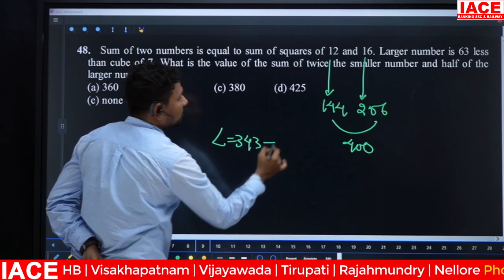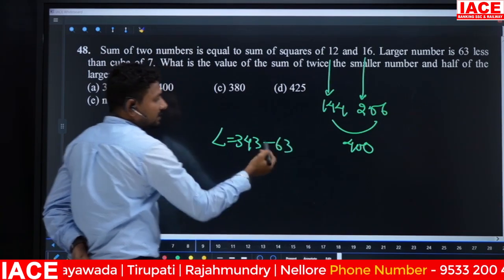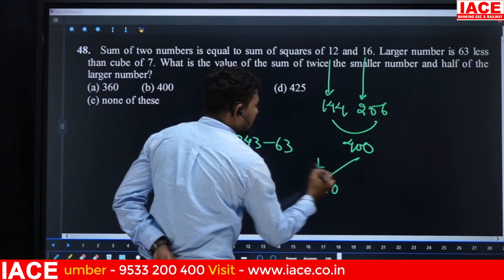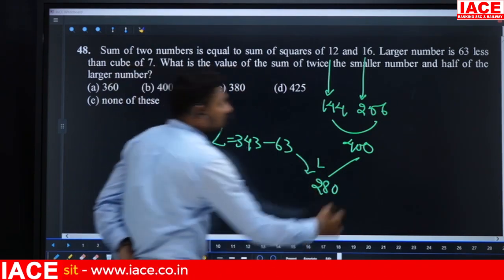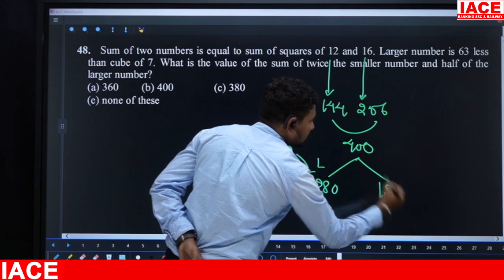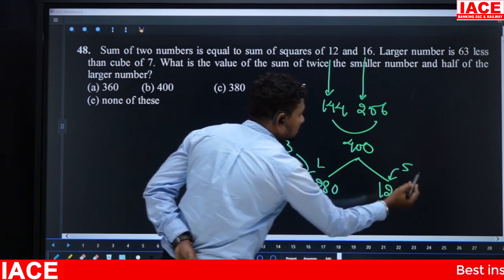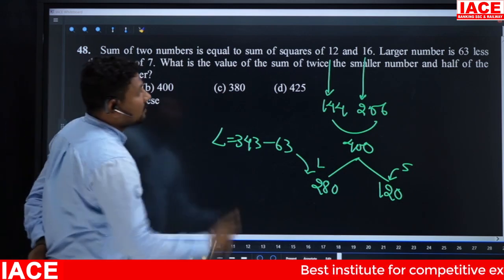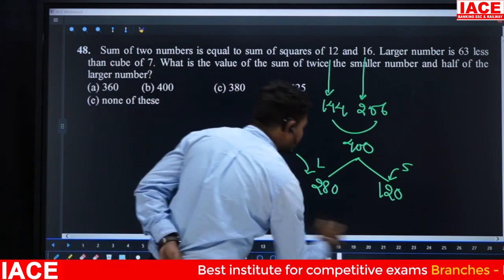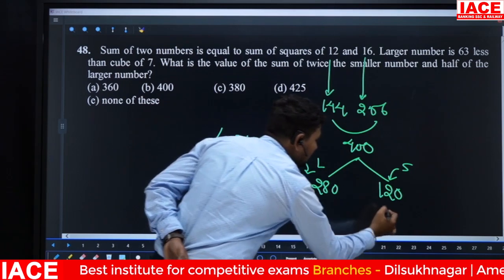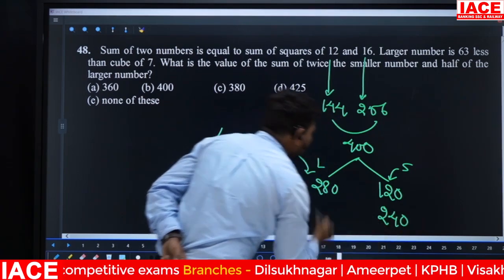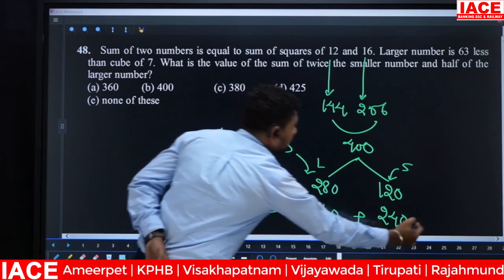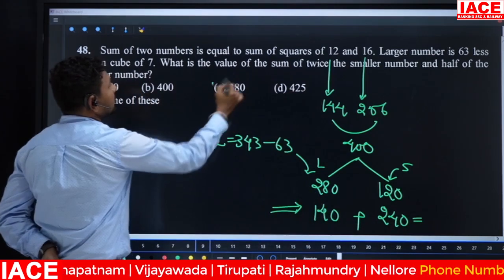In this we have to remove 63. From 343, 63 will be removed, and you will get the larger number. The larger number is 280. From 400, 280 will be removed. The result is 120. This belongs to the smaller number. Out of these two numbers, what is the sum of twice the smaller number and half the larger number? Twice the smaller number is 240 and half of the larger number is 140. Then 140 plus 240, our answer is 380. Option is C.